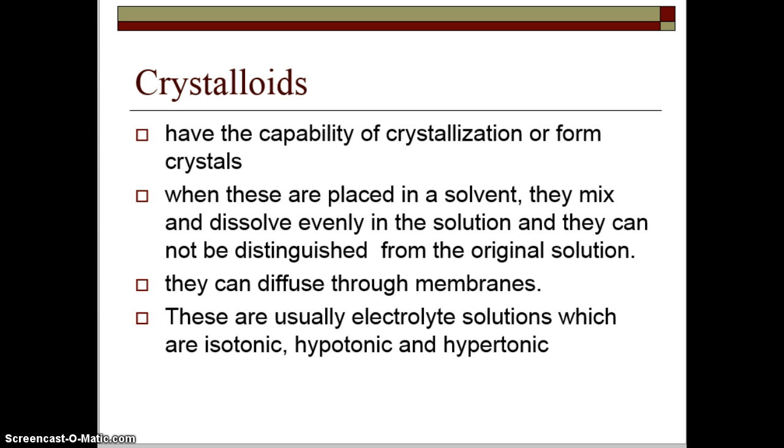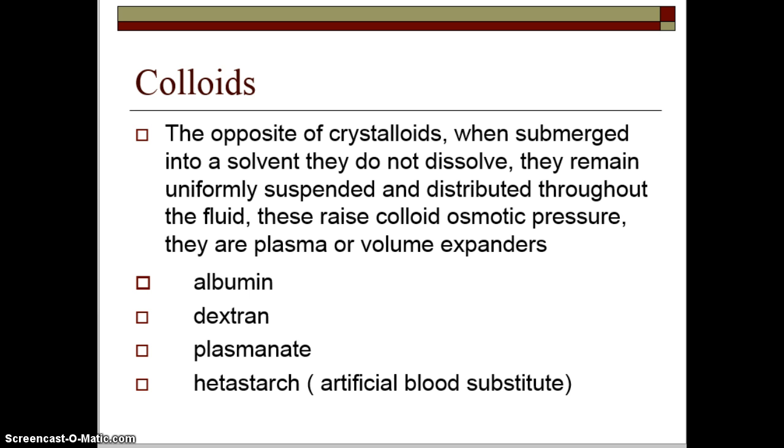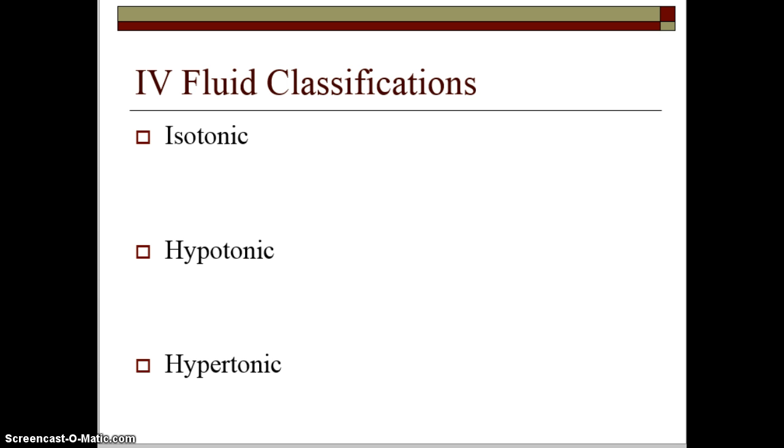So our crystalloids will crystallize or form crystals. They diffuse very well through membranes, and they are usually our electrolyte solutions that we will be talking about being either isotonic, hypotonic, or hypertonic. On the other hand, our colloids are the albumin, dextran, plasminate, and hetastarch or artificial blood that do not dissolve easily. They remain in the blood vessels, and so they help control or help establish a blood pressure for somebody that has hemorrhaged. When we look at our crystalloids, the 3 different types are isotonic, hypotonic, and hypertonic, and they all serve a different purpose.